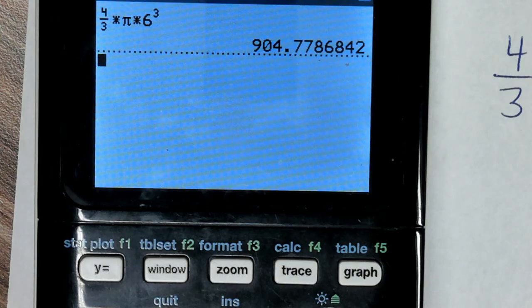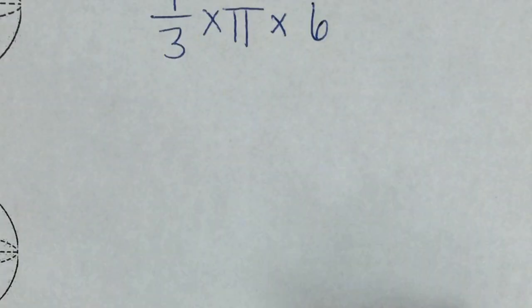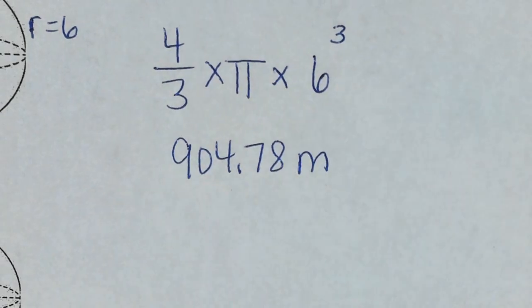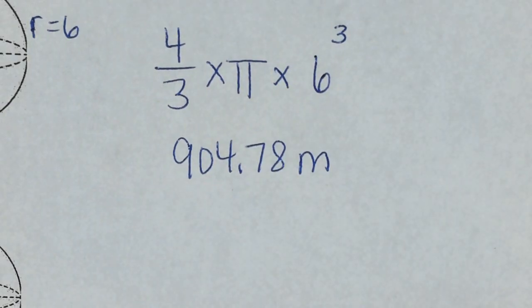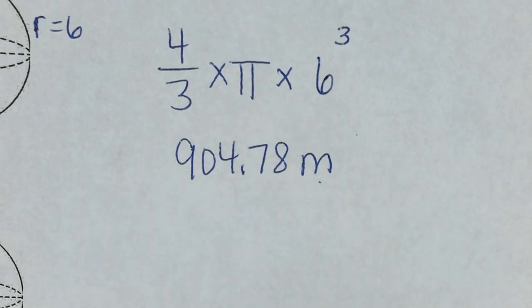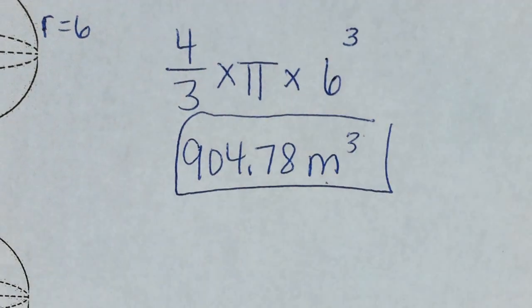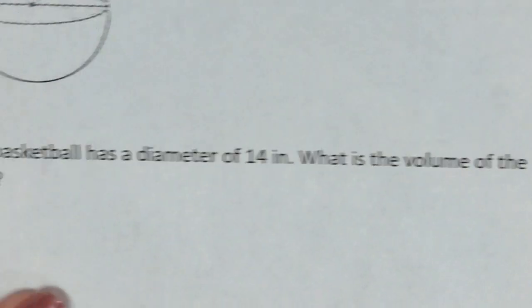So 904.78 meters. Now, guys, this is not surface area. This is volume. Volume is not written meters squared. It's written meters cubed. It's just the correct way to write it. It does not change your answer. It doesn't mean cube your answer. It's just how it's written. Any questions so far?